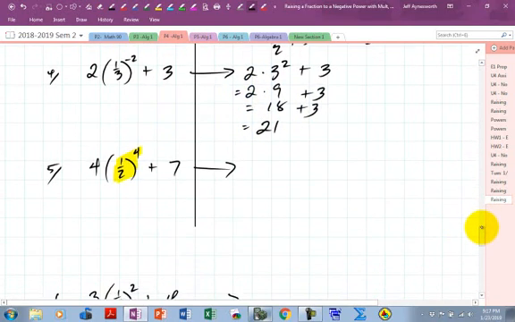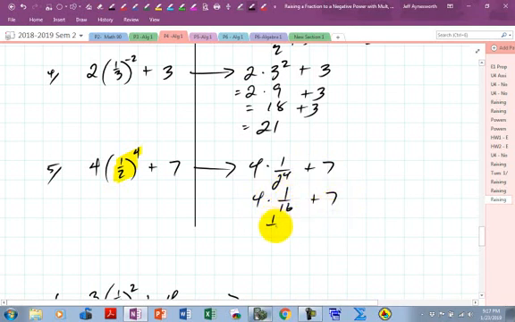All right, try number 5. Okay, on this one you have 4 times 1 to the 4th, which is 1 divided by 2 to the 4th. All right, plus 7. This is 4 times 1/16 plus 7, which is 4/16 plus 7. All right, that's 1/4 plus 7, or 7 1/4.